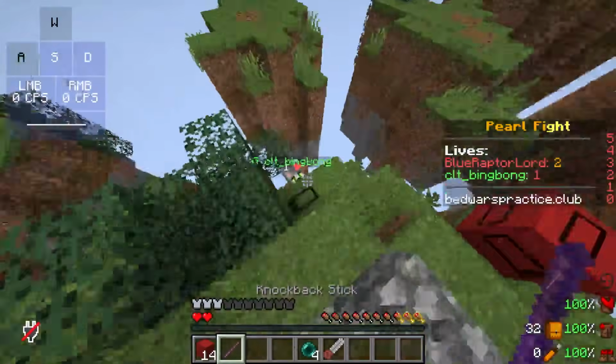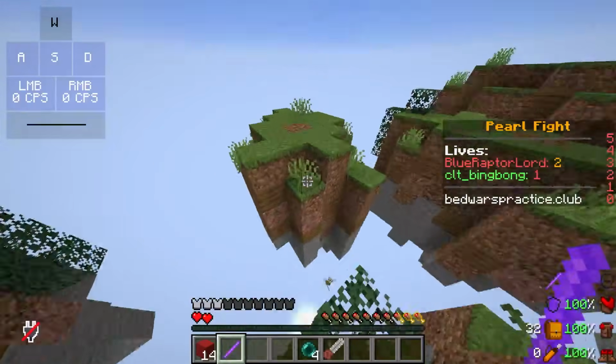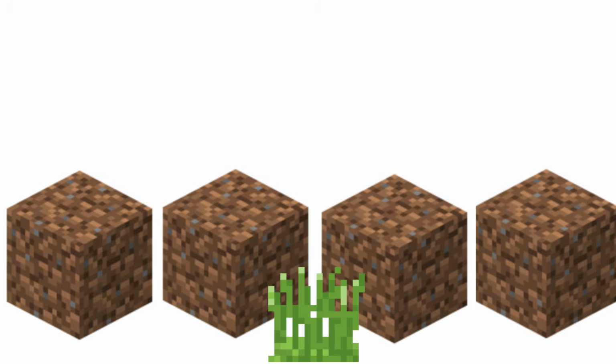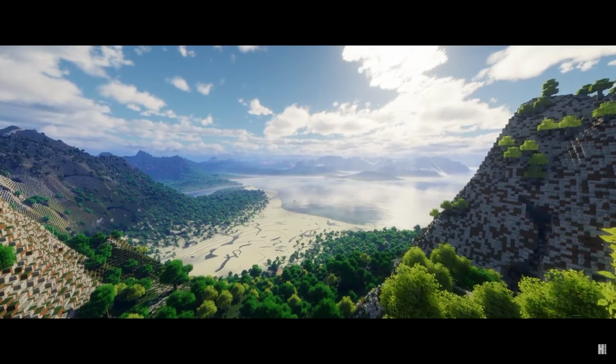Well, I think that some kind of cataclysmic event happened, causing the surface of the nether to cave in. Once the world above started to flatten down a little bit, grass started to grow on the surface from below, and that's how we got the overworld that we see today.